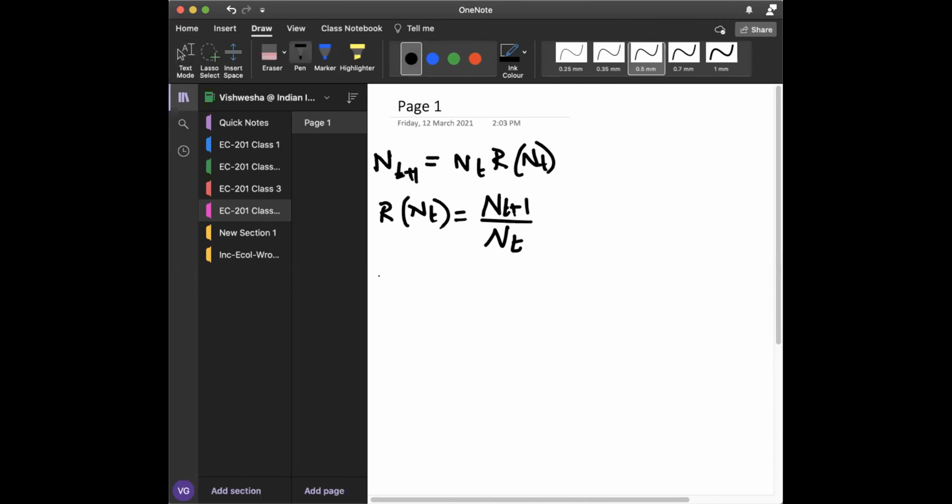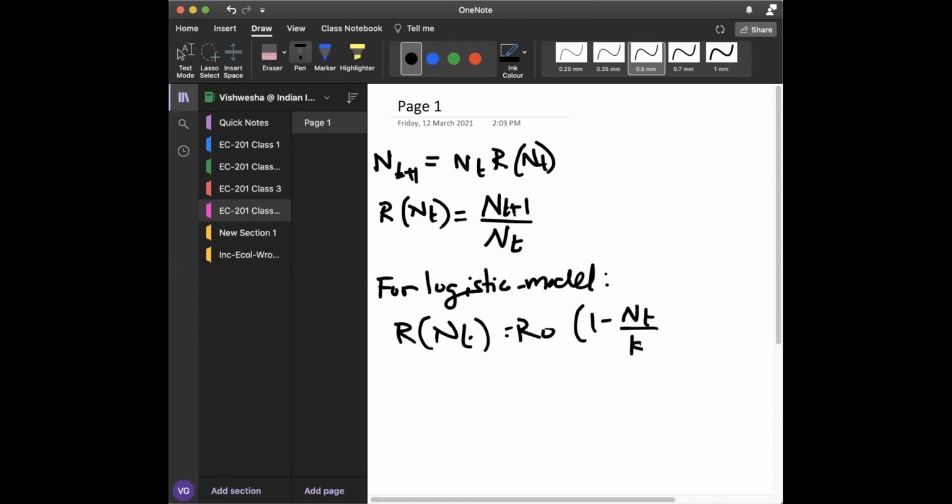And for the discrete time logistic model, this R of Nt is basically R0 times (1 minus Nt over K). So if R of Nt is the factor by which population grows across generations, then R0 is basically that factor when Nt is close to 0, right? So R0 is in some sense the growth rate where the population size is very small. Okay, now what is K?